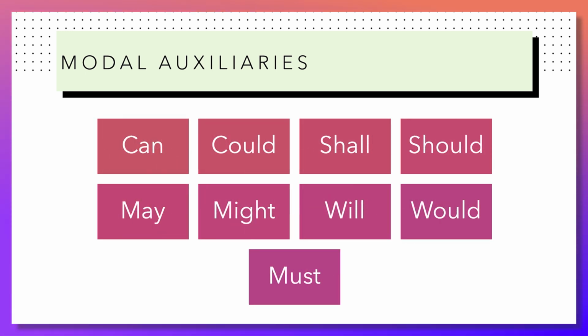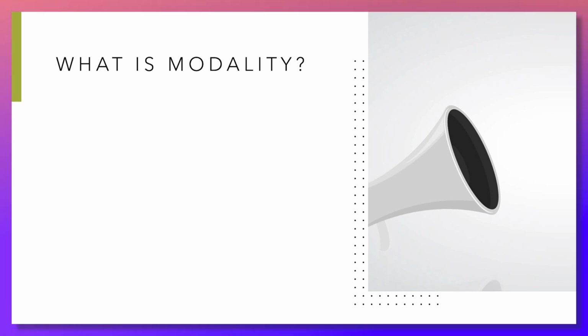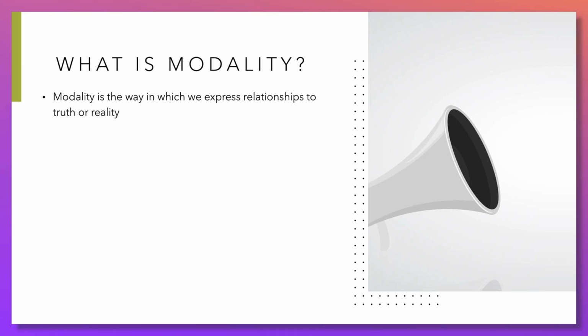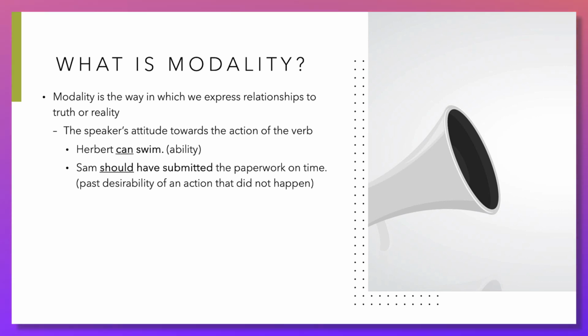There are 9 of them: can, could, shall, should, may, might, will, would, and must. So, what do modals do? They express modality. Modality is the way we express relationship of what we say to the truth or reality through the medium of language. One type of relationship is the speaker's attitude towards the action expressed in the verb.